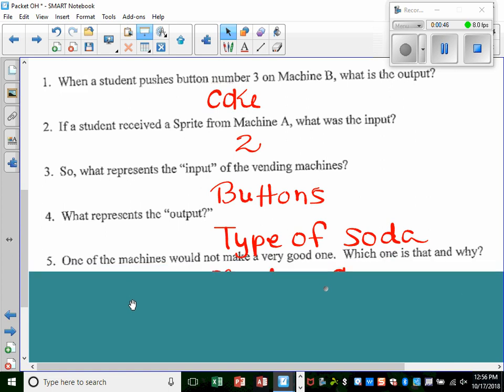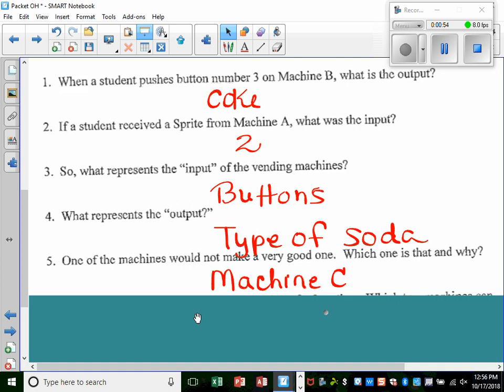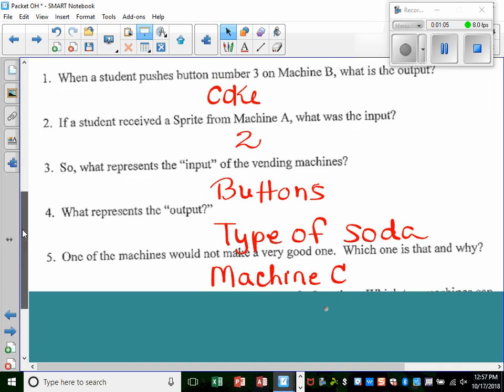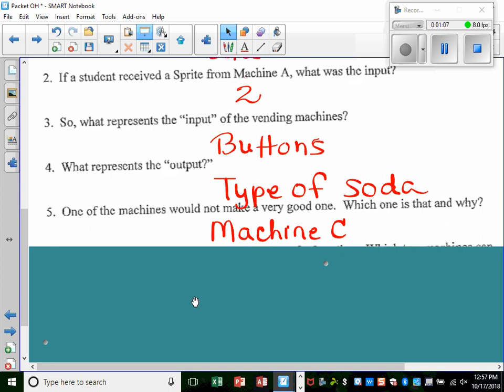Number 5, one of the machines would not make a very good one. Which one is that and why? Machine C, can someone raise your hand and tell me why? Yes. Right, you have a 50% chance of getting this or that. Okay, so it's not the best one to get if you definitely want a particular type of soda.